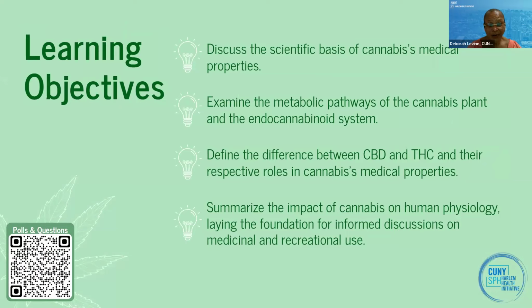Today's learning objectives include discussing the scientific base of cannabinoids and medical properties. We're also looking at the pathways of the cannabis plant and the cannabinoid system. We're defining the differences between CBD and THC and their role in cannabis medical properties. And then we'll also be summarizing the impact of cannabis on the human psyche and laying the foundation for informative discussions on medical and recreational use.